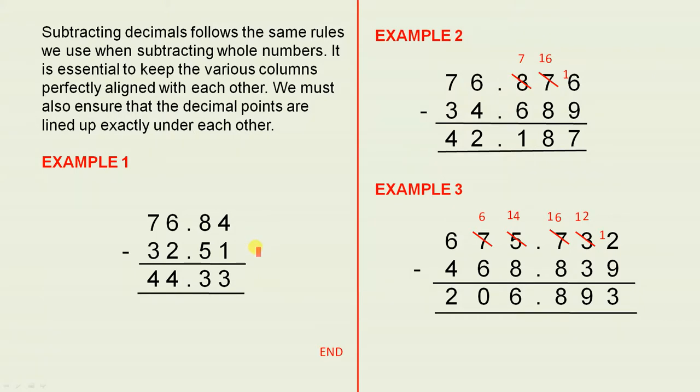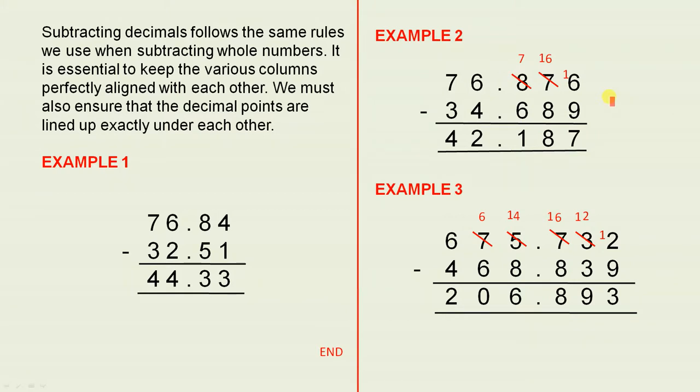76.84 minus 32.51. You can see we have perfect alignment all the way. 4 minus 1 is 3. 8 minus 5 is 3. 6 minus 2 is 4. And 7 minus 3 is 4. So the answer is 44.33.